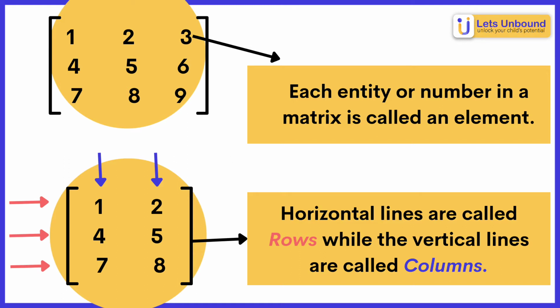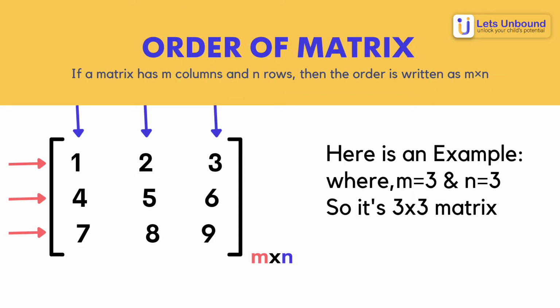Now you must be wondering why we are focusing on rows and columns. Let's see the order of a matrix, by which you will understand how rows and columns are represented and play the most important part in the matrix. Here I am taking a matrix of order 3 into 3. What is an order and what does 3 into 3 mean? This is a matrix which has the number of rows and number of columns equal.